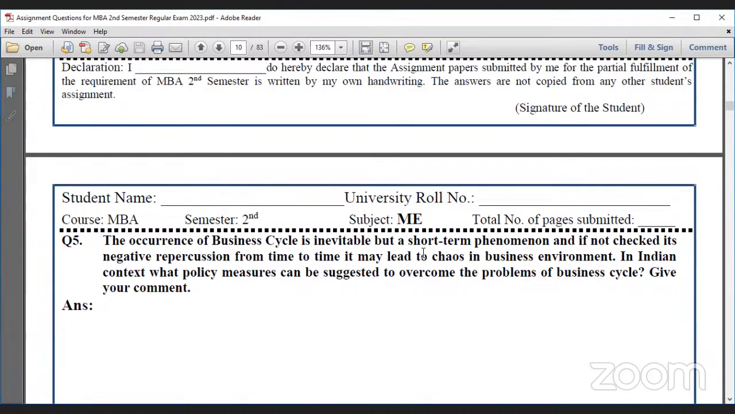Listen first. First of all, what are the causes of business cycle? You know how to overcome the business cycle. So we have monetary measures, fiscal measures, and direct control. Fiscal measures include your taxation policy, public expenditure policy, and borrowing. And your monetary measures consist of quantitative measures and qualitative or selective measures. Under quantitative measures, you have bank rate, open market operation, variable cash reserve ratio, repo rate, and reverse repo rate. Similarly, in case of qualitative credit control, you have margin.